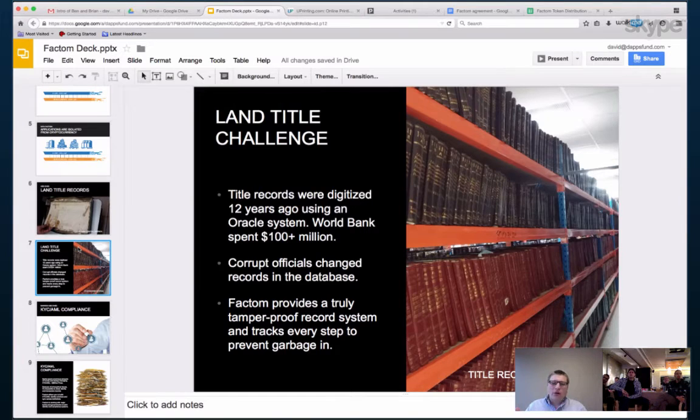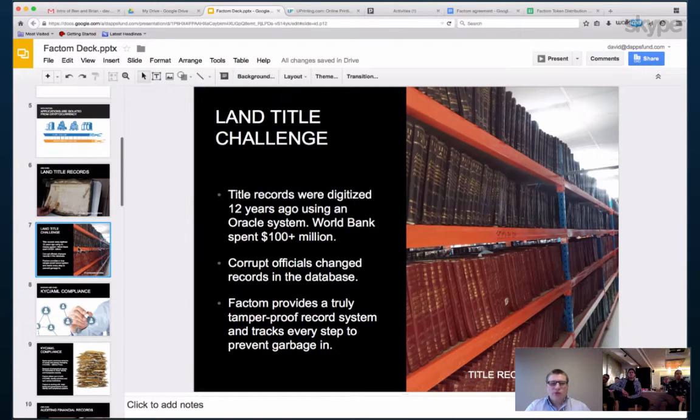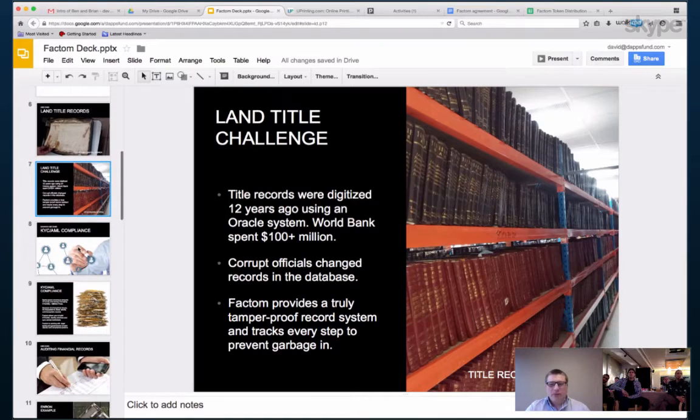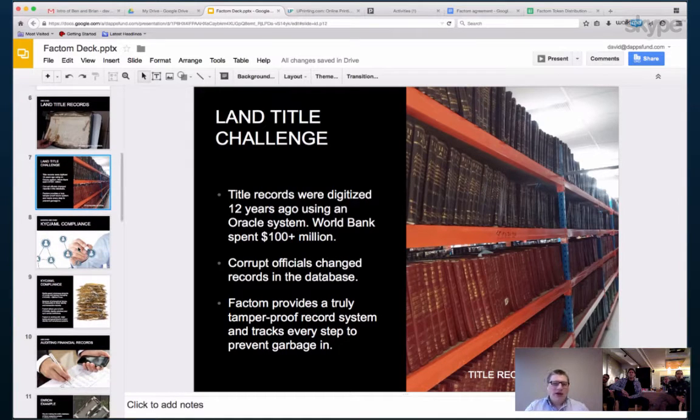And so if there is some corruption going on, you can cryptographically prove where the problem is and who altered the record or where the corrupt official is. So that's really powerful for these developing world governments and people that basically don't have access to secure titles, which leads to really high interest rates on mortgages and stuff like that in the developing world.